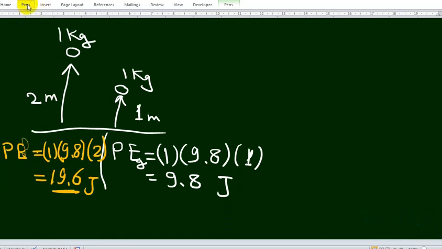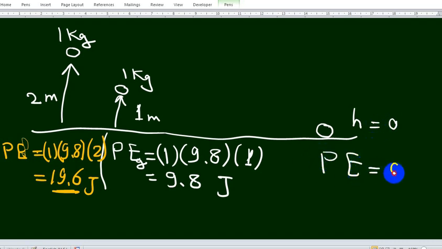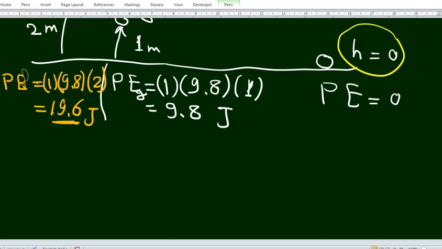The question now: an object at the ground, its height equals 0. So in this case, the potential energy equals 0. An object on the ground, its height equals 0, and its potential energy equals 0. Pay attention here that the height is taken from a certain level, it is arbitrary, and can be chosen from a certain level.